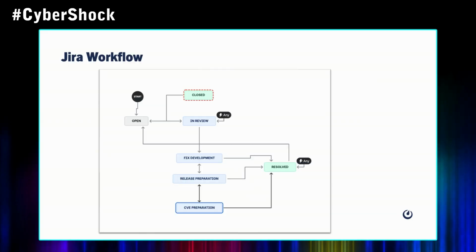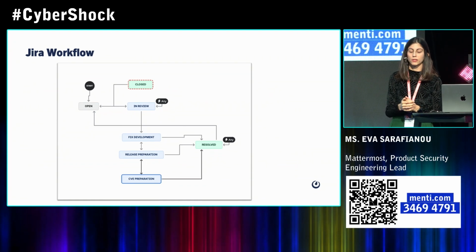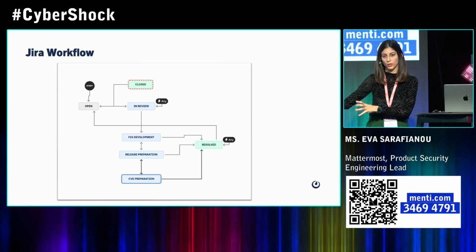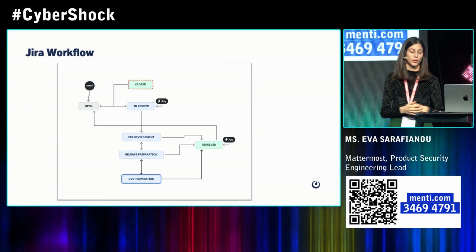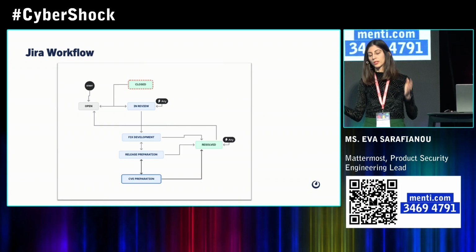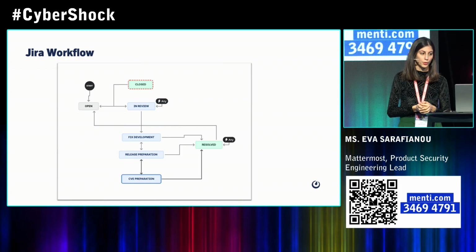So this is our Jira workflow, and the reason we've designed it this way is that it maps to the different phases of the process. It starts with in review, when we're triaging the finding, then you get to fix development, where engineering is fixing it. After merge, we move to release preparation, and we're preparing the releases. The reason we have release preparation is we're not just a SaaS, we need to actually prepare the self-hosted versions. And then we move to the CVE preparation, which is after release and before the disclosure.